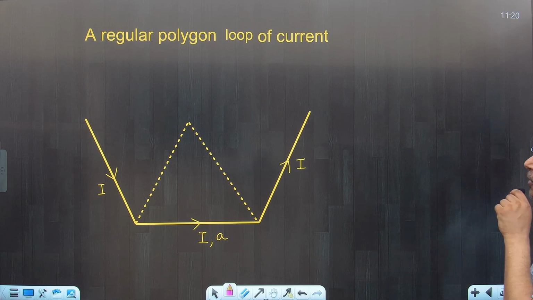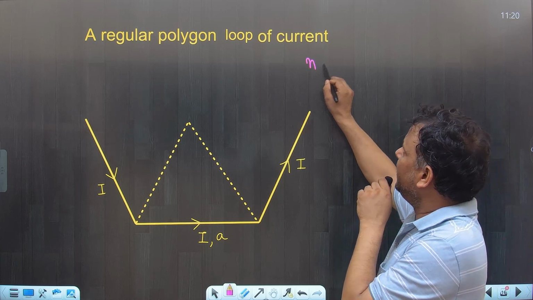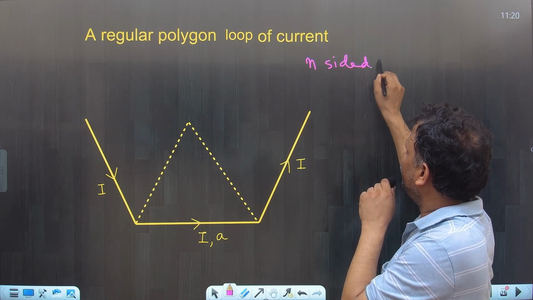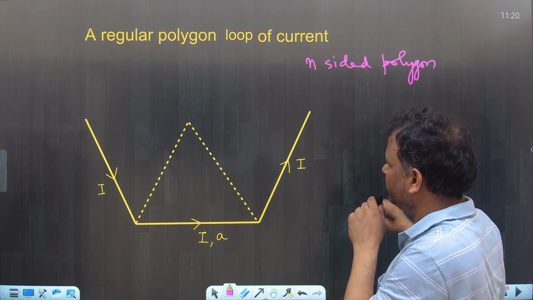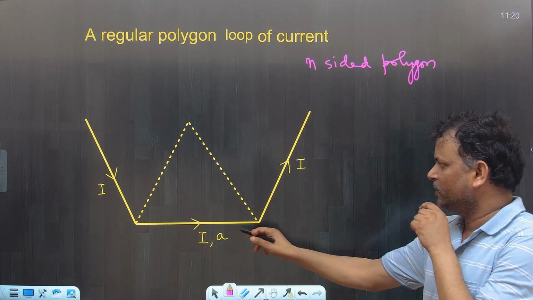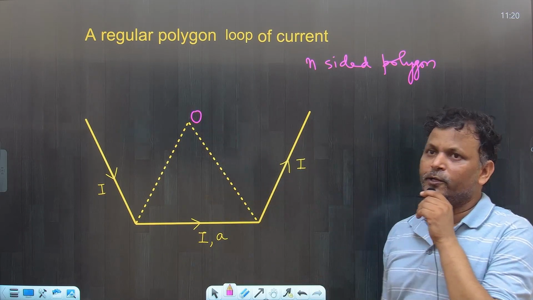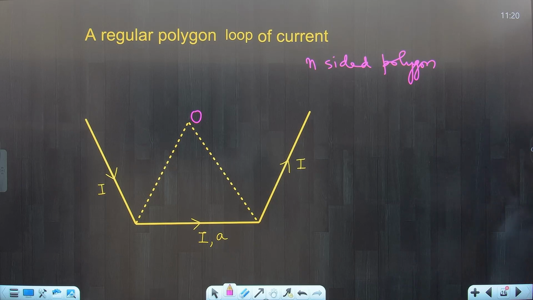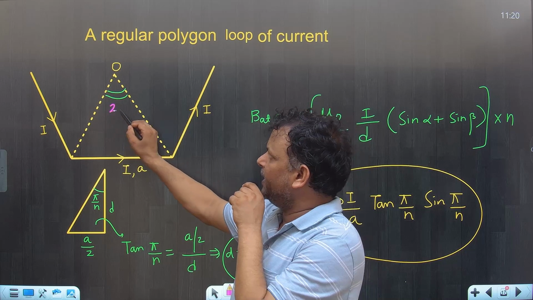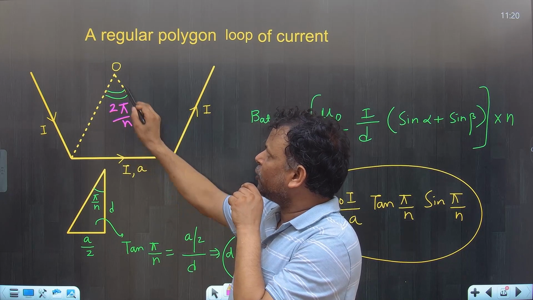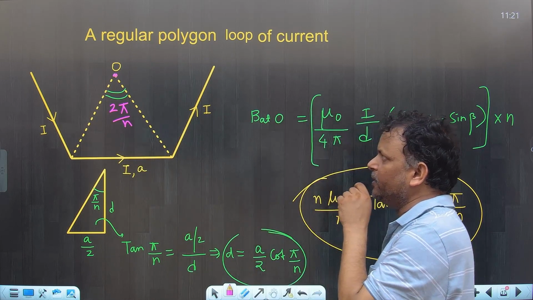Now there is a regular polygon loop of current, an n-sided polygon. Current I is flowing through this, and the side of that polygon is A. You have to find the magnetic field at point O, right? So this is the idea. This angle will be 2 pi by n. This angle is surrounded by n sides. So one side will subtend an angle 2 pi by n at point O.